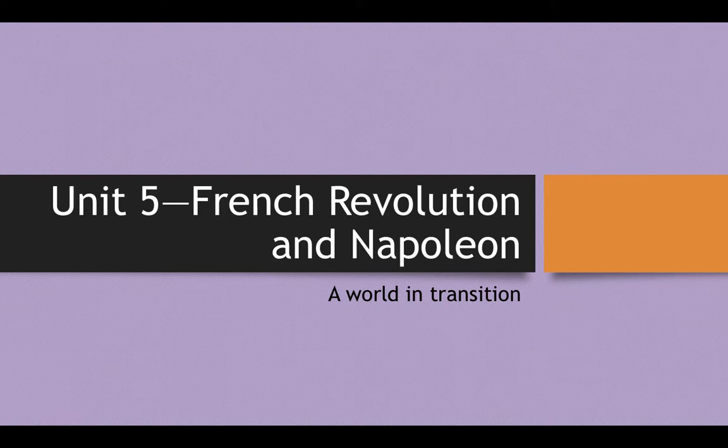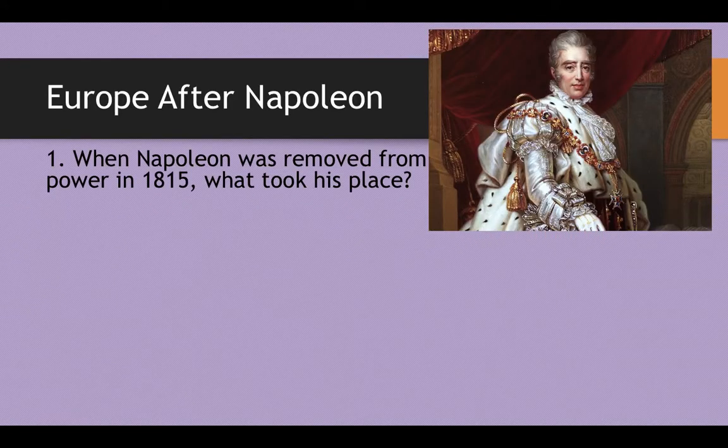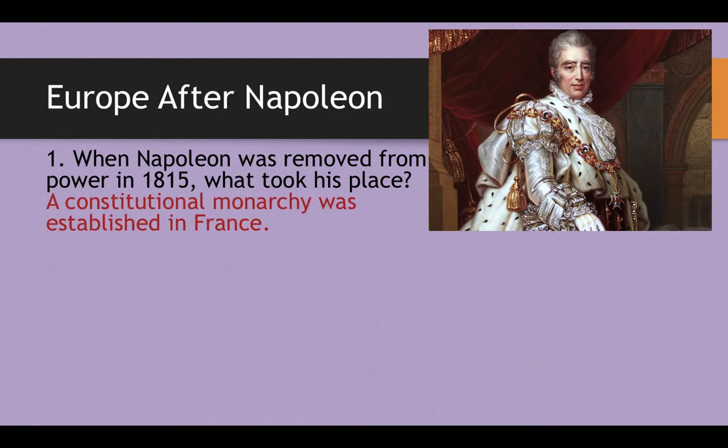All right, so one page of notes here today. We're going to be talking about Europe after Napoleon. So when Napoleon was removed from power in 1815, obviously something has to take his place as the governor or the ruler of France, okay? So a constitutional monarchy was established in France once Napoleon was withdrawn from power.